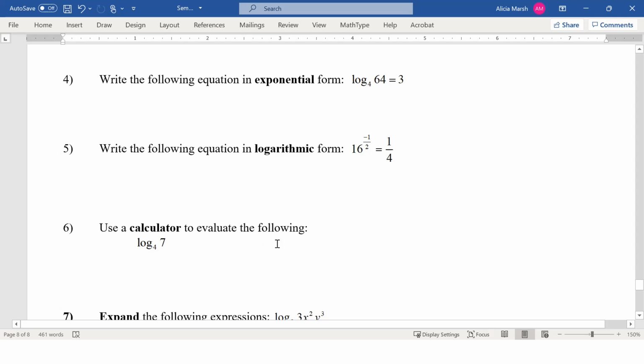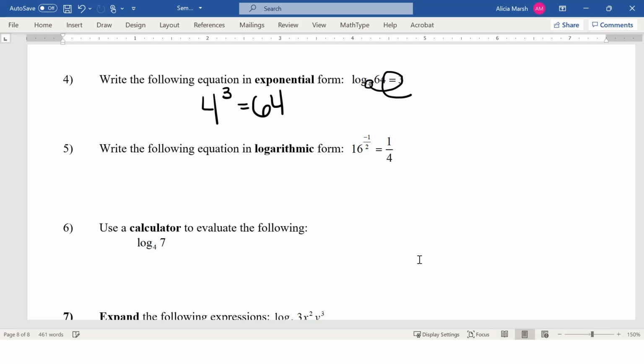The next portion was us using our calculators and also just converting between our forms. So we had to convert from exponential form. And remember, we always started on the base of the log, went to the 3, and then made it 64. Remember, it made an E. So we're going to say 4 to the third is 64. That's what we're always going to do, start in the base.